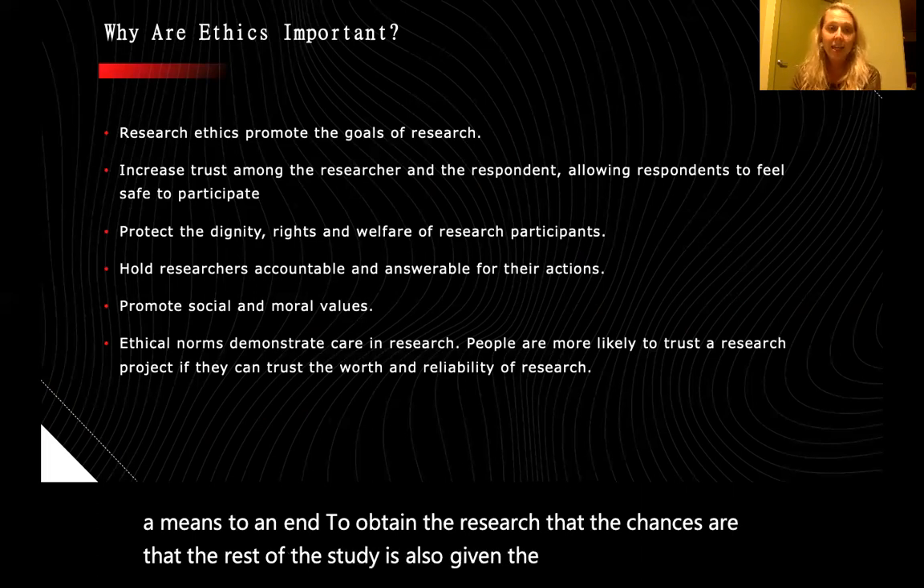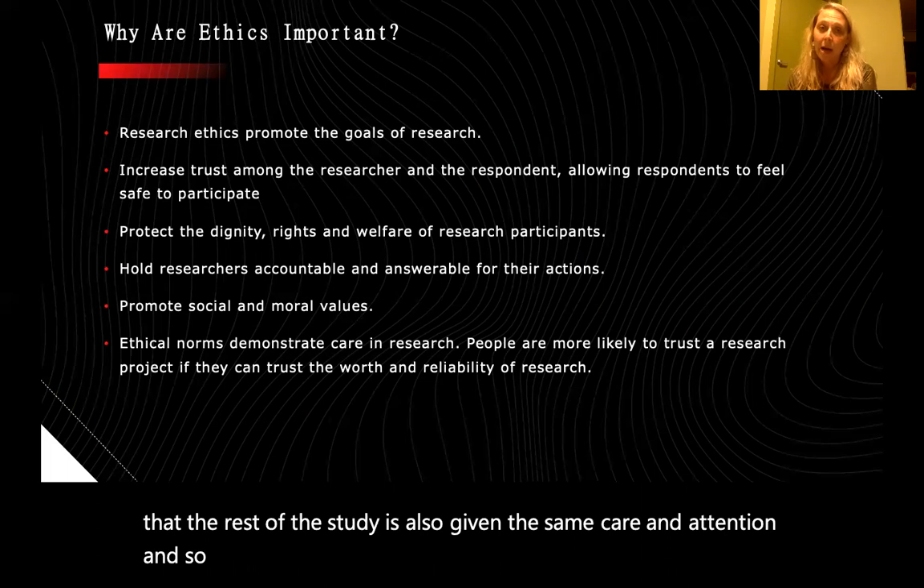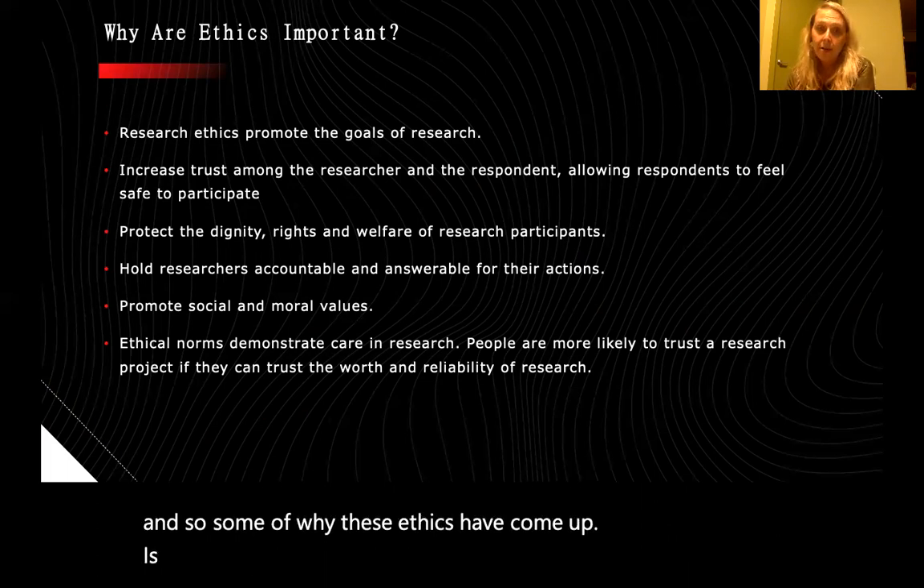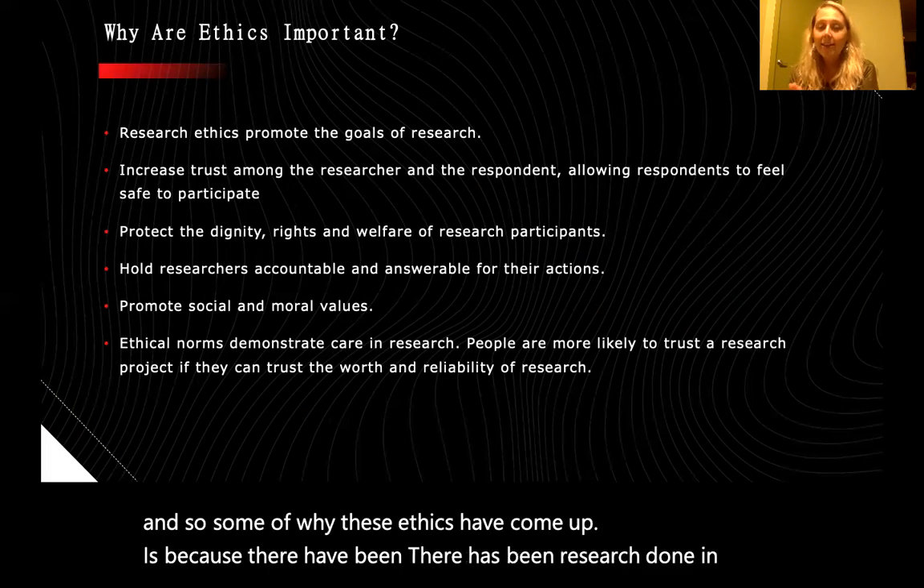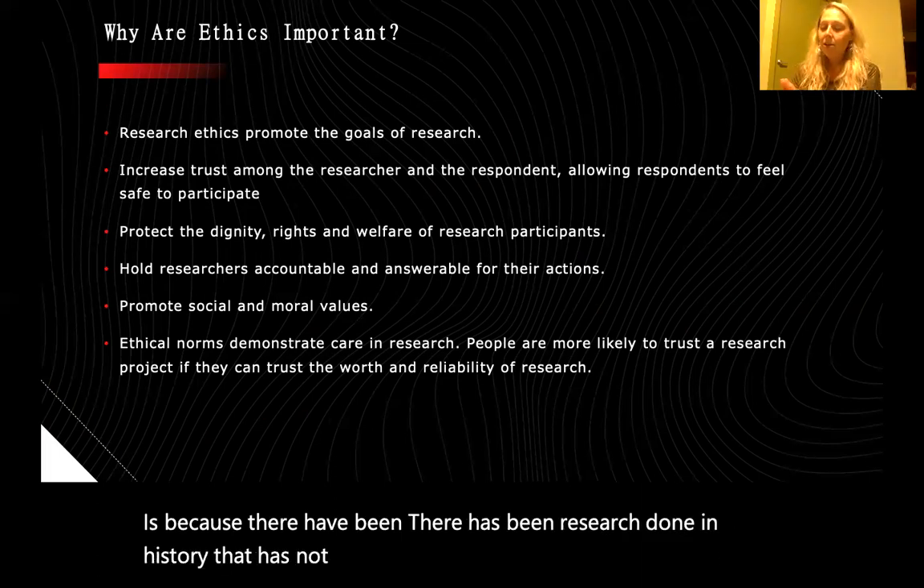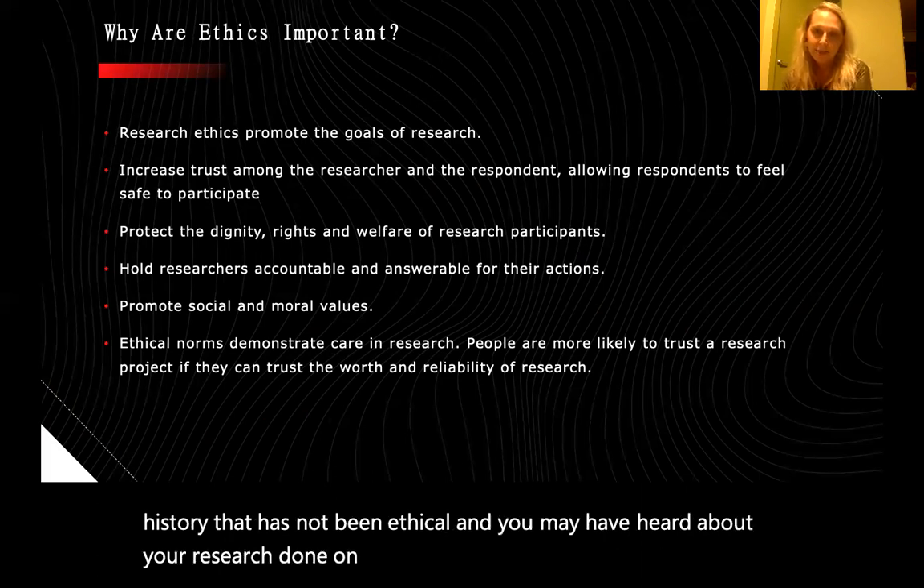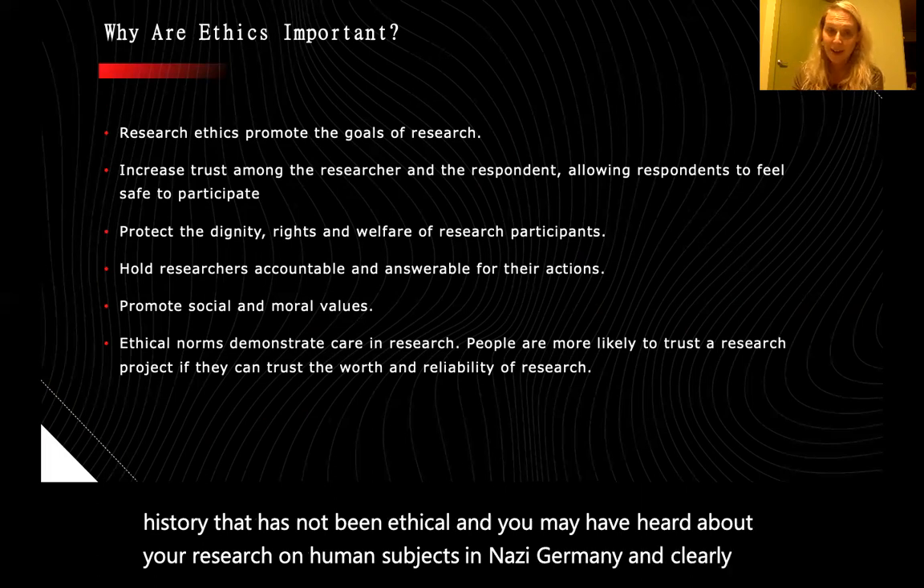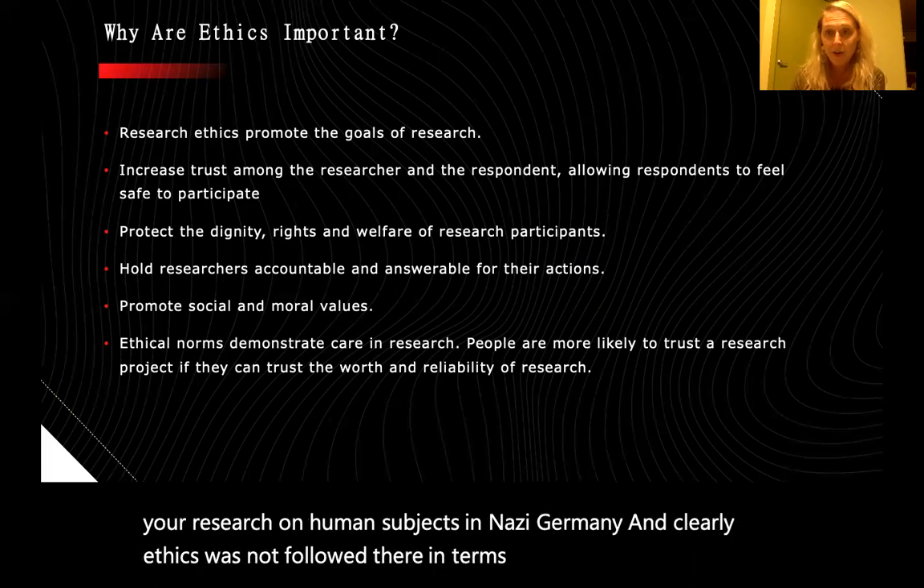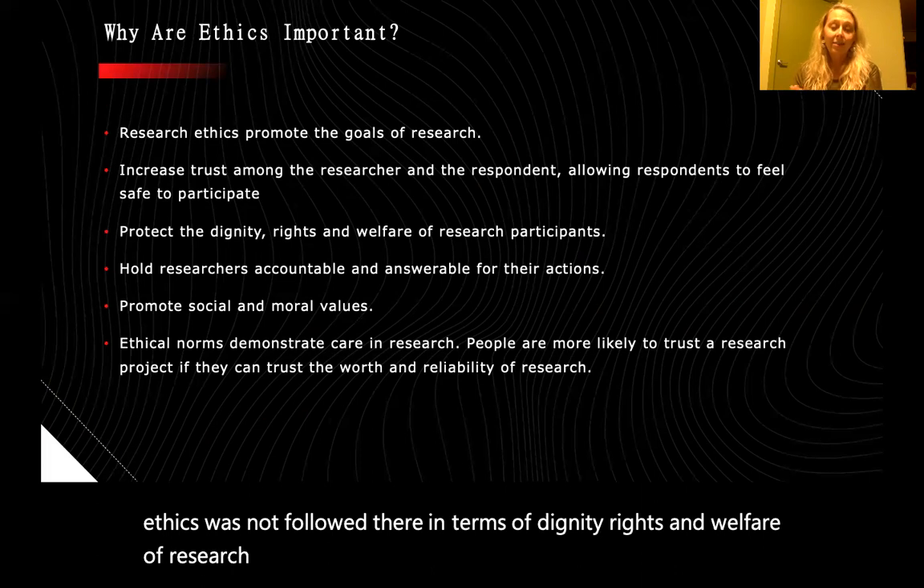And some of why these ethics have come up is because there has been research done in history that has not been ethical. You may have heard about research done on human subjects in Nazi Germany. And clearly ethics was not followed there in terms of the dignity, rights, and welfare of research participants.